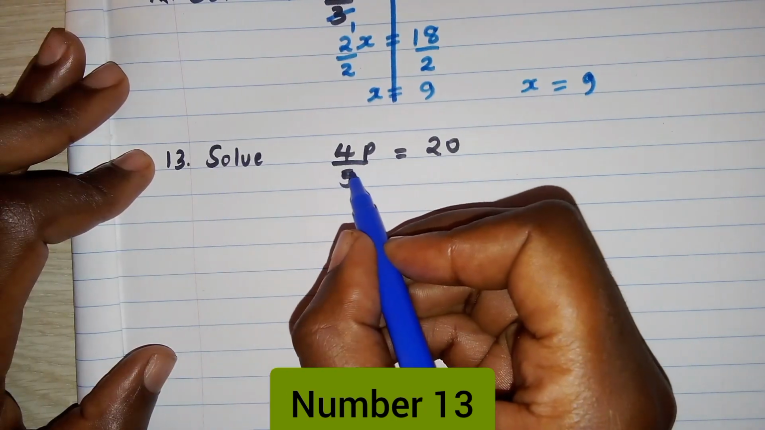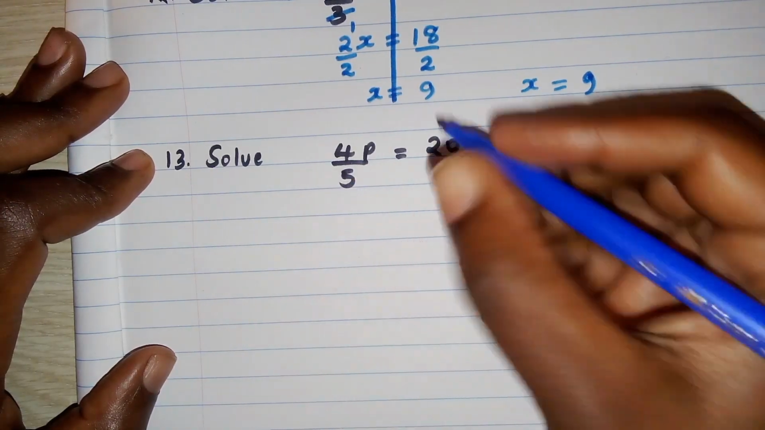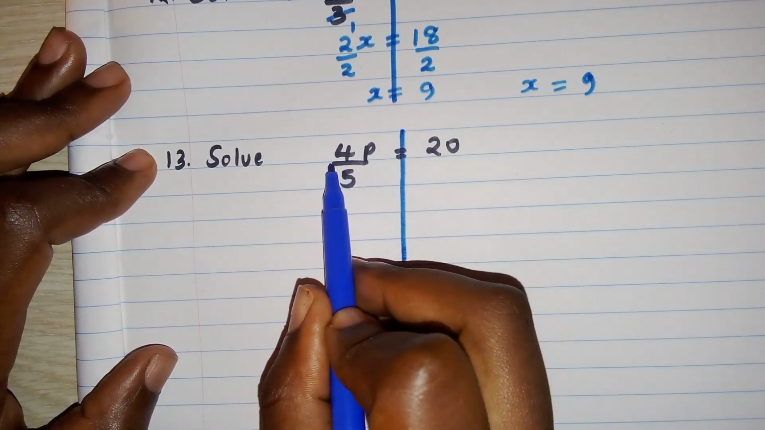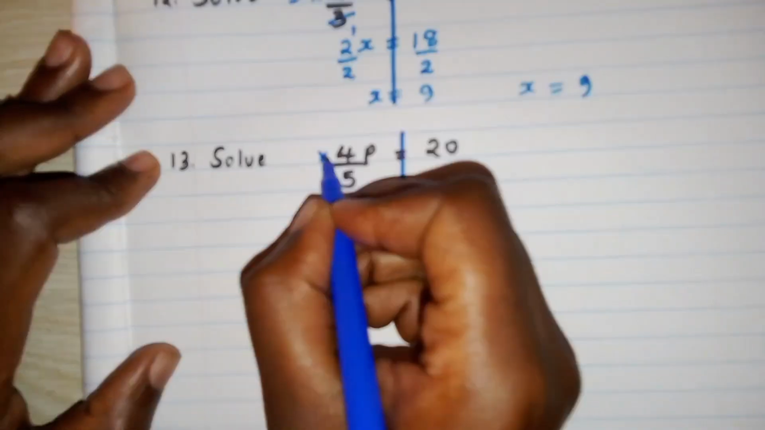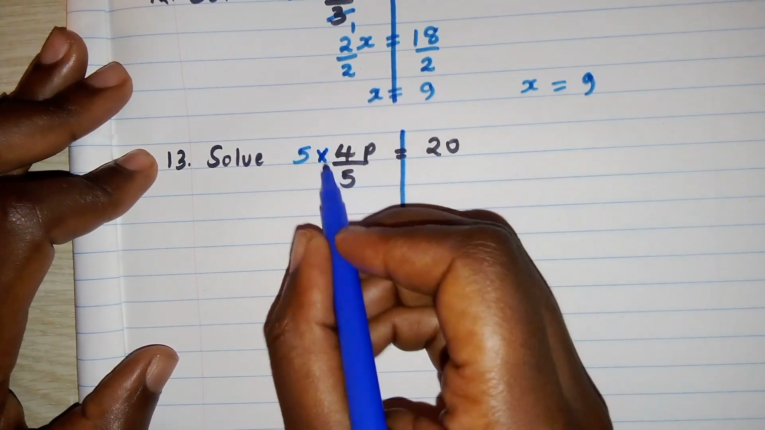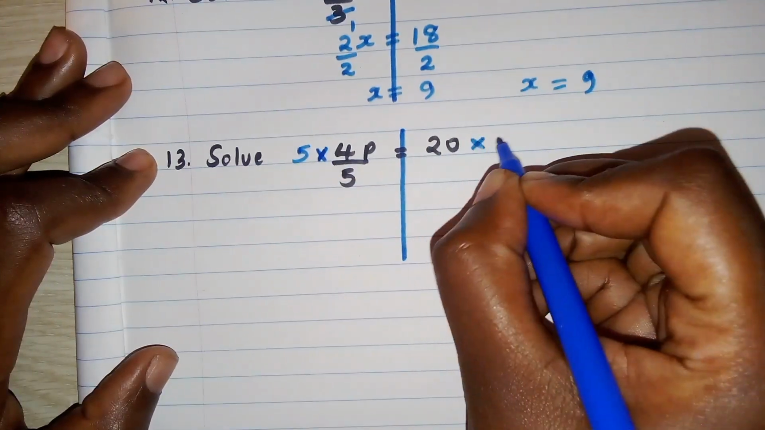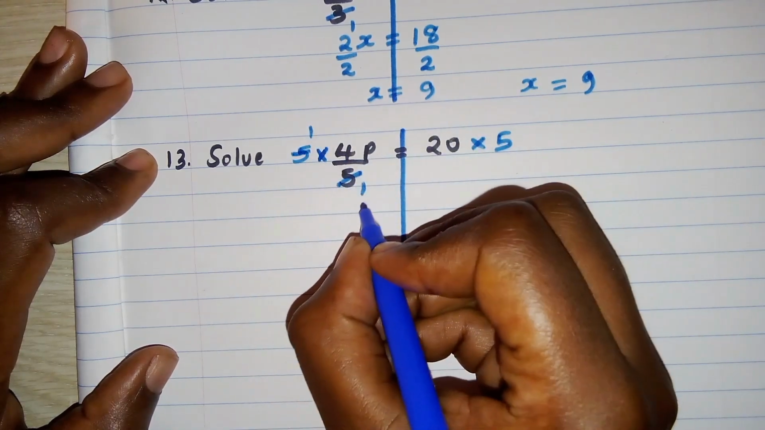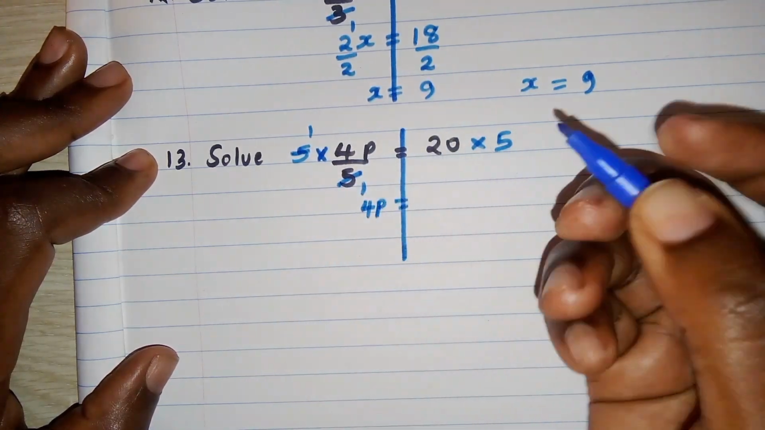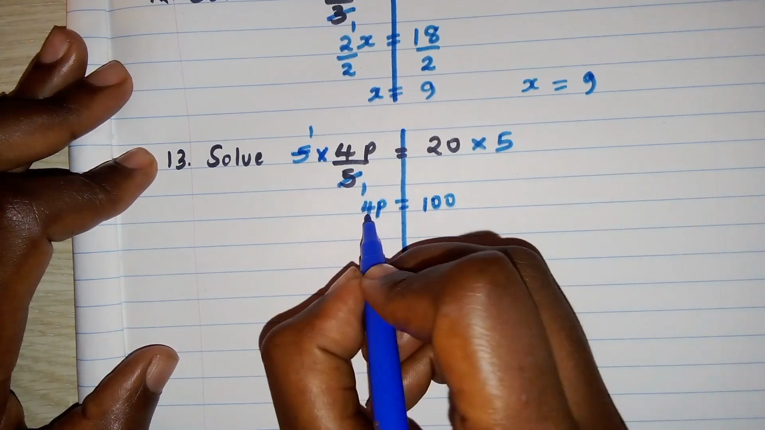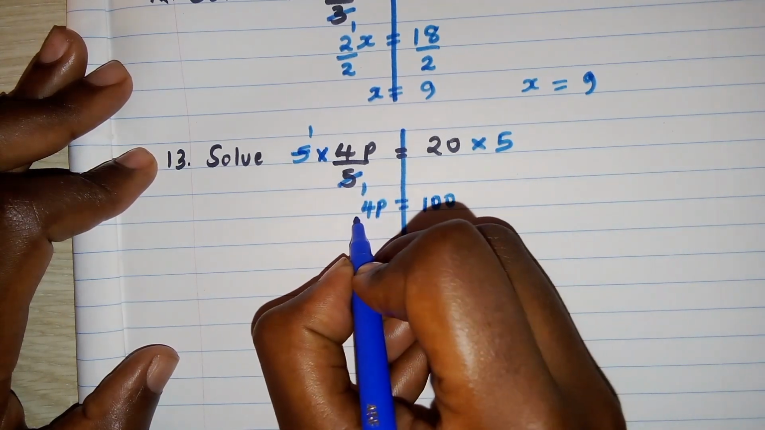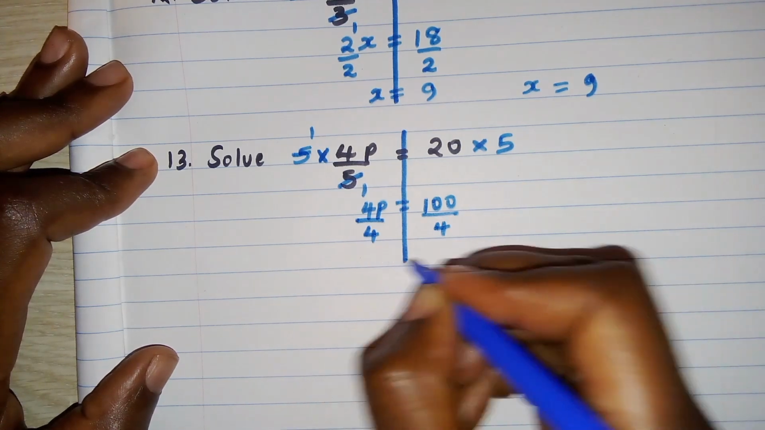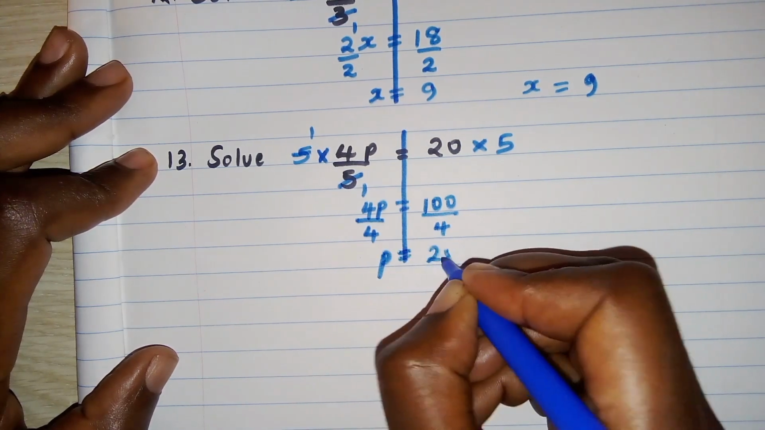Number 13, 4p over 5 equals 20. So we start with the denominator. This is a division, so opposite of division is times, and you multiply with the number you want to get rid of. So times 5 on both sides. So 5 will cancel with that. We're left with 4p equals 20 times 5 is 100. So 4 times, opposite of times is division. Divide both sides by 4. And therefore p equals 25.